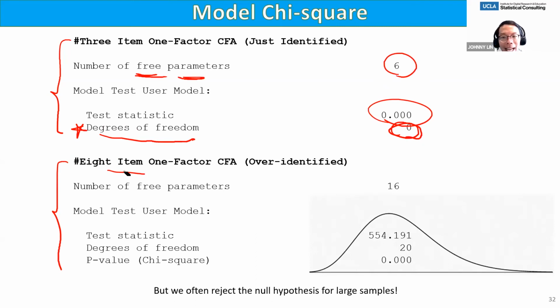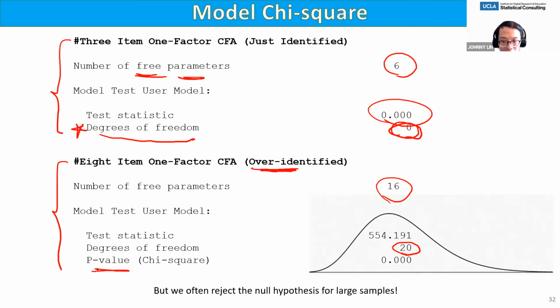Now, let's say we have an 8-item factor analysis, 1 factor. Then we have 16 free parameters. And now we actually have a degree of freedom that's positive. That means it's an over-identified model. And then we can actually assess the test statistic.